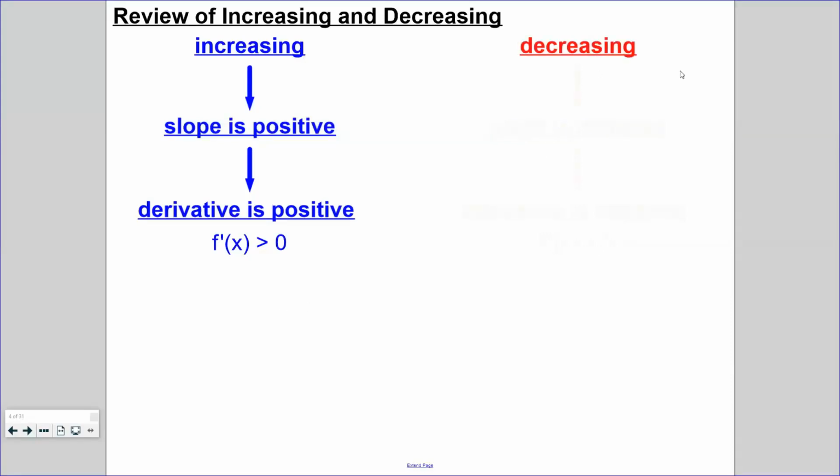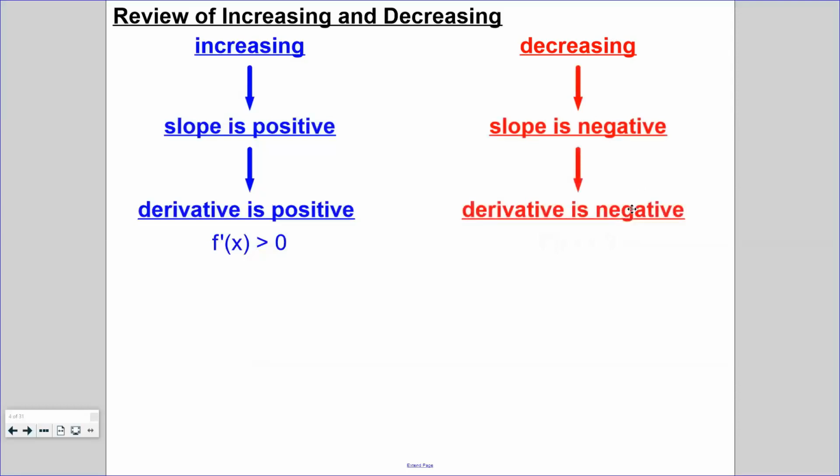All right. So then if a function is decreasing, how do we know a function is decreasing? If the slope is negative. The slope is negative. And then what does that mean in calculus words? The derivative is negative. With enthusiasm. The derivative is negative. All right, so f prime of x is then less than 0.